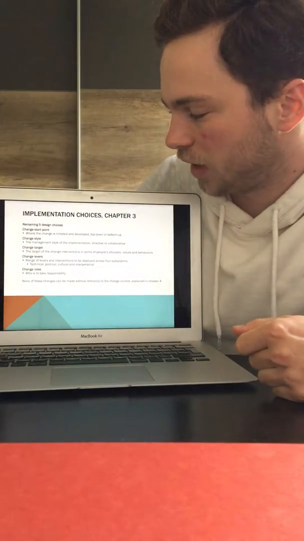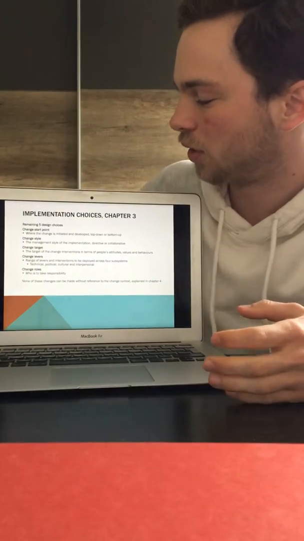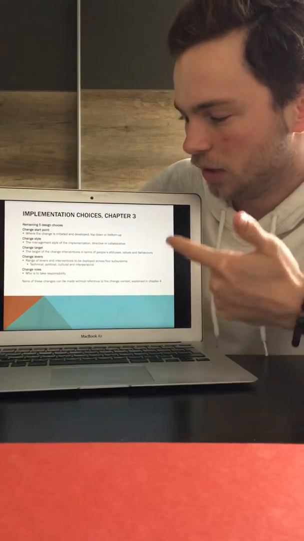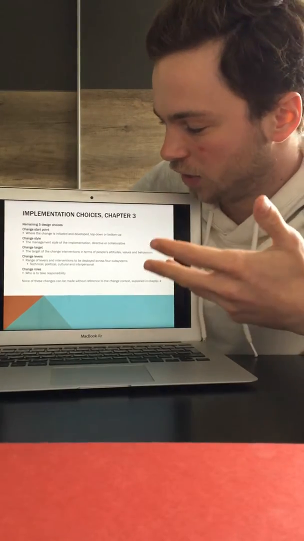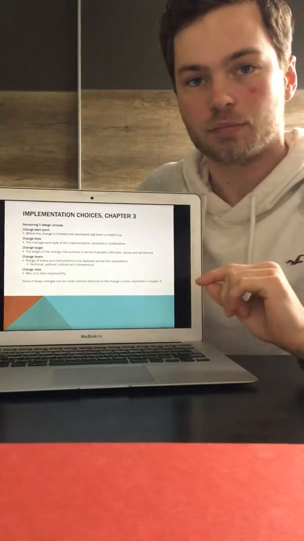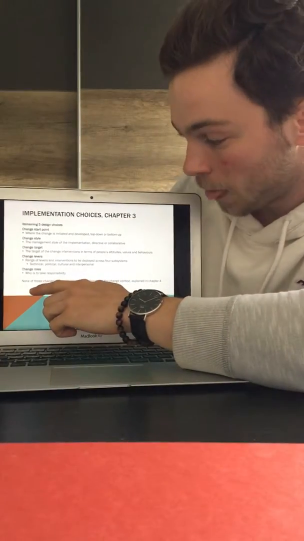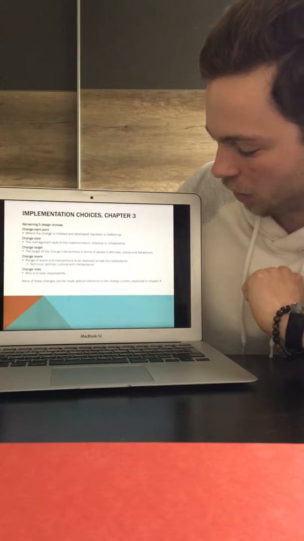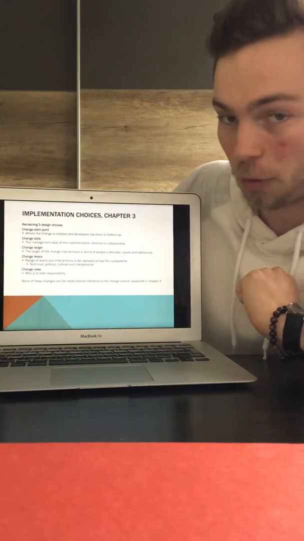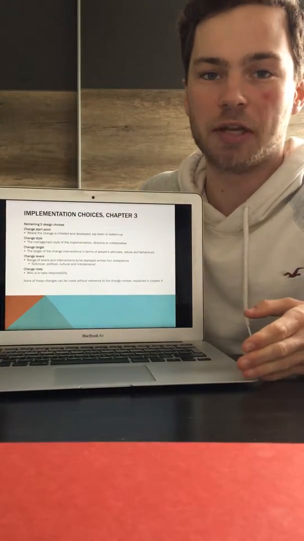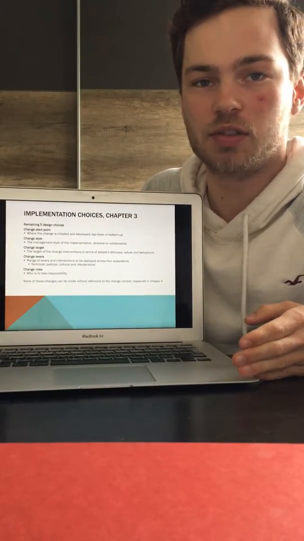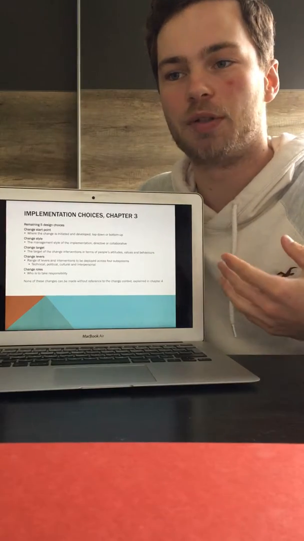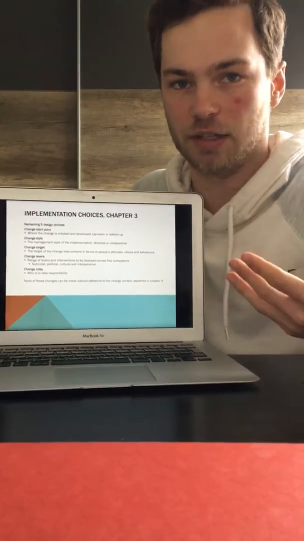So, as I said, we have 5 design choices. First one being the change starting point, followed by the change style, change target, change levers, and change roles. Now here's an important notion. None of these changes can be made without reference to the change context explained in chapter 4. So as I've said earlier, change is context sensitive, so you cannot make change decisions without the context.